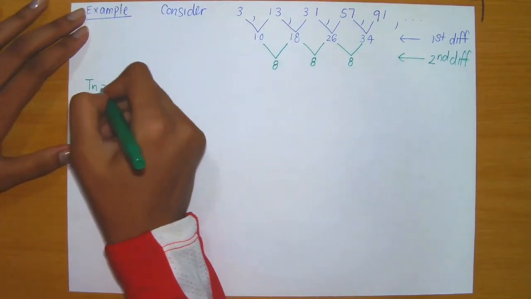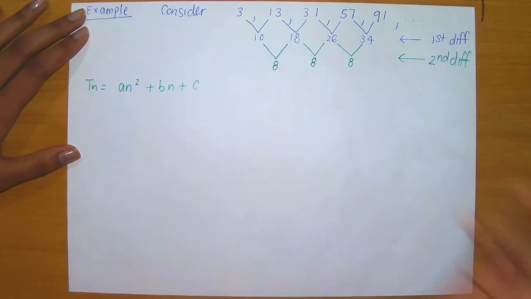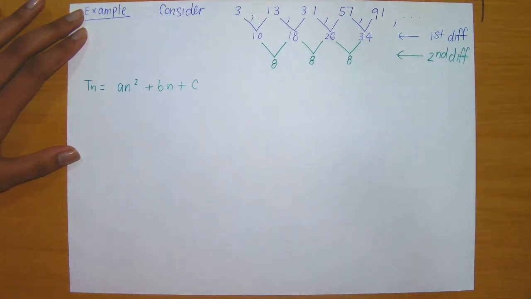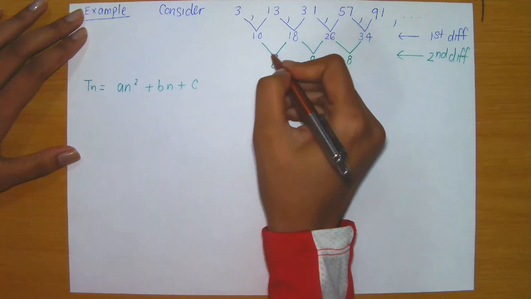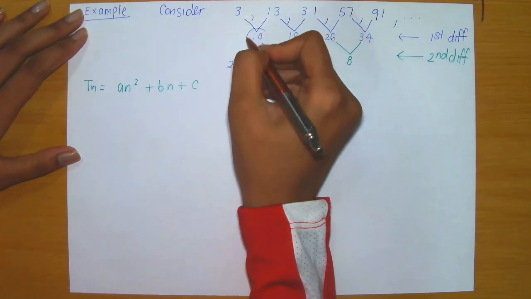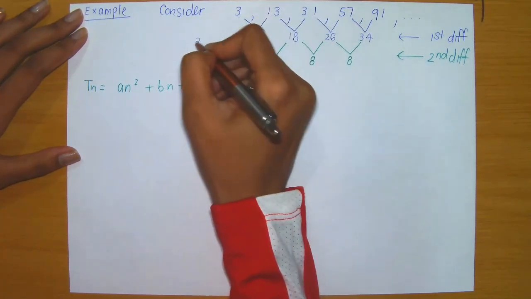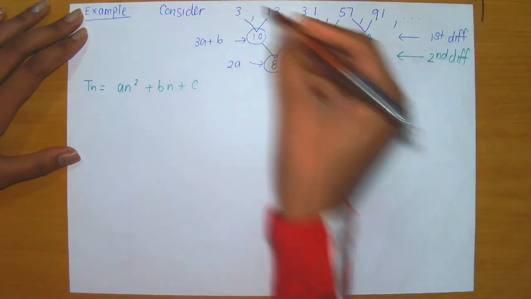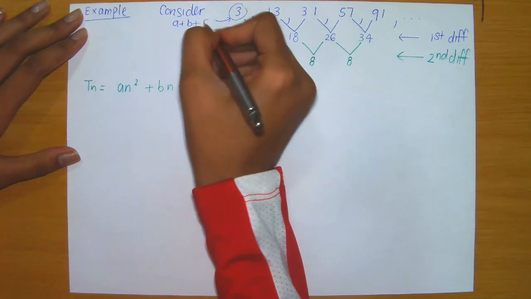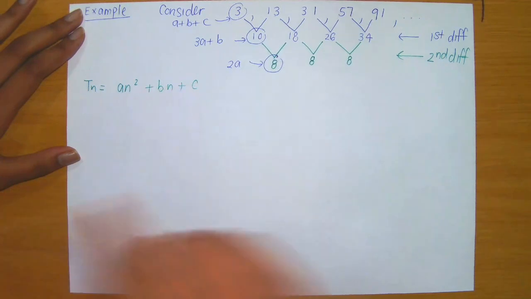We know that Tn equals an squared plus bn plus c. Remember the formulae that we had used in the previous slide. We know that the second difference is 2a. We know that t2 minus t1, this value of 10, is 3a plus b. And we know that the first term in the original sequence is a plus b plus c. So given all of this information, let's solve for the required coefficients.